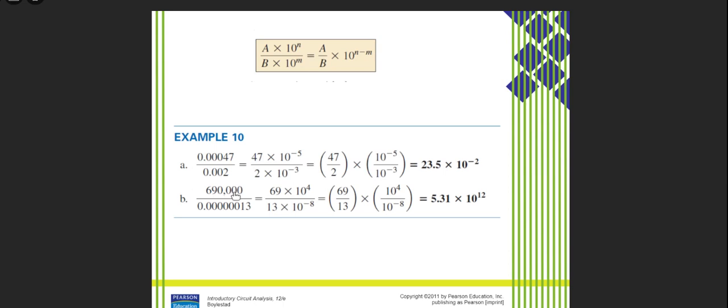This is another example. This number is 69 multiplied by 10 power of 4. This one is 13 multiplied by 10 power of negative 8. In order to do the math, I will do the division for 69 divided by 13, and 10 power of 4 divided by 10 power of negative 8. 69 divided by 13 is 5.31. This one divided by this one is 10 power of 12. So 4 minus negative 8 becomes 12.